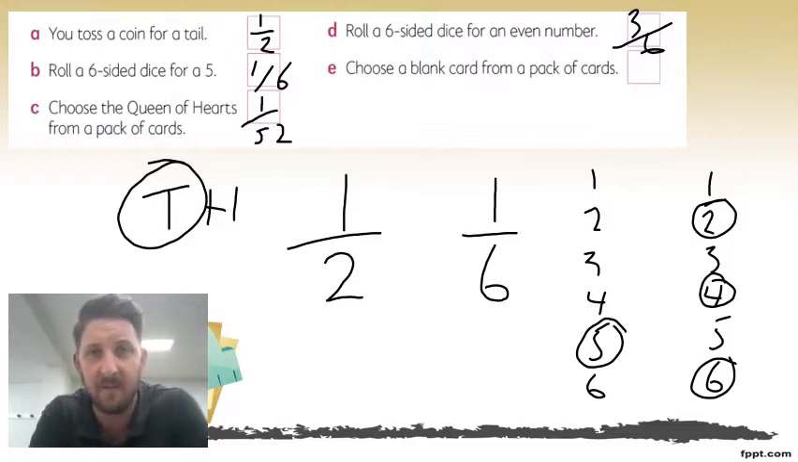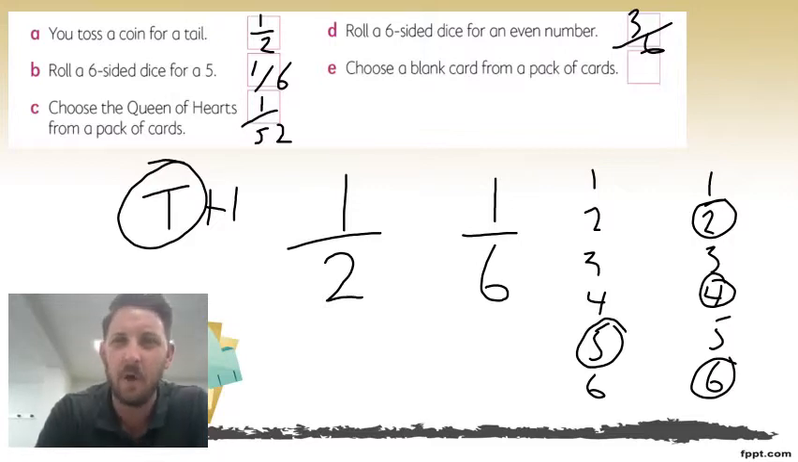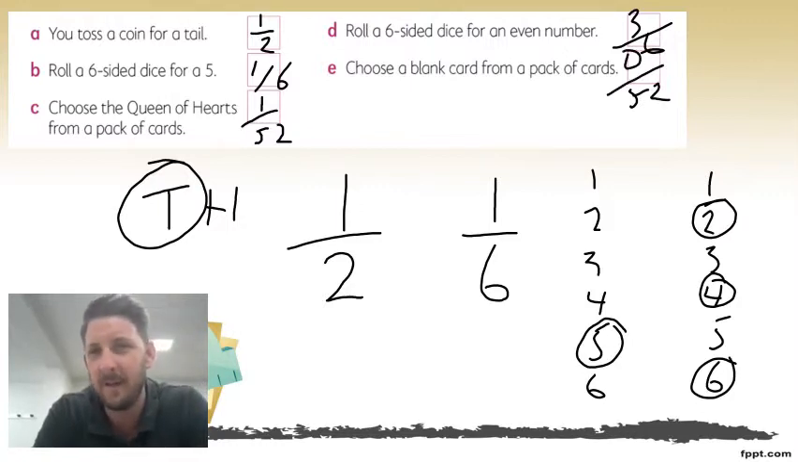And the last one we have there is choose a blank card from a pack of cards. Now, if I have a look at that one, I ask, are there any blank cards in a deck of playing cards? No, there is not. So even though there are 52 cards in a deck, there are 0 blank cards. So it would be 0 out of 52, which means it would be absolutely impossible.